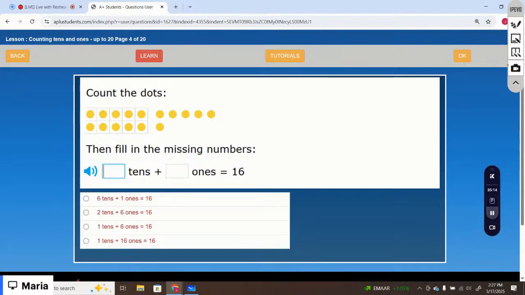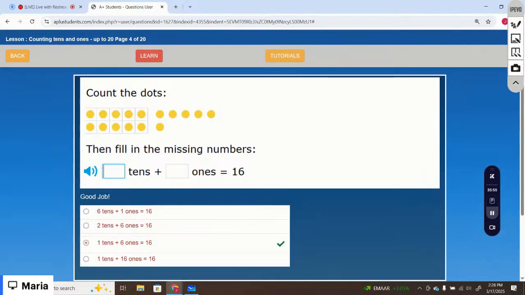Count the dots. So we have a ten frame, and one, two, three, four, five, six. And we have six ones. One ten and six ones. That is one ten and six ones. Option number three is the correct option.